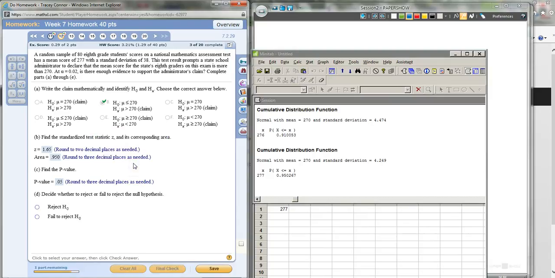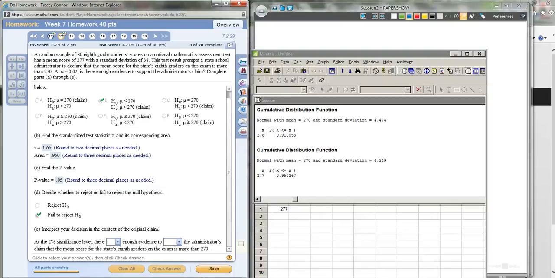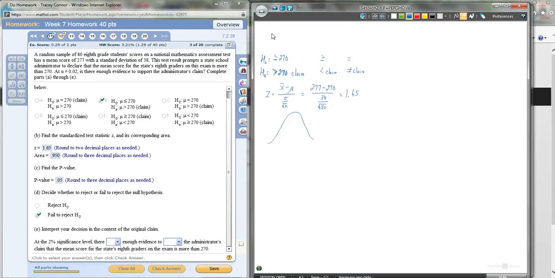And then we need to decide whether to reject or fail to reject the null hypothesis. So what we're looking for here is, are we far out in this tail here? Okay, so are we less than this 2%? So our alpha equals 0.02. So we're looking for our p-value to be less than 0.02.